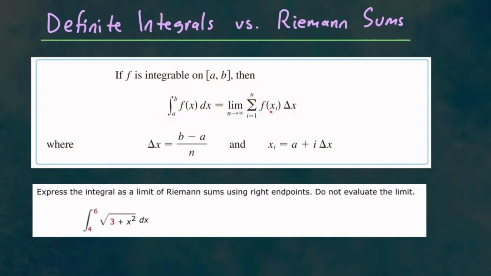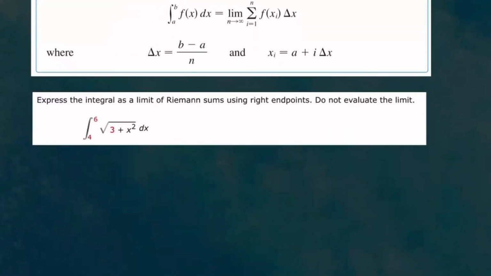Now, how do we find these pieces? Well, you compute delta x as b minus a over n, so that is your interval. And then xi, that is the ith endpoint on the interval, that is a, which is the first point on the interval, plus i delta x. All right, so let's do that for this example.